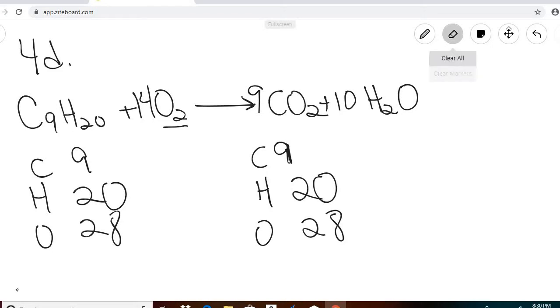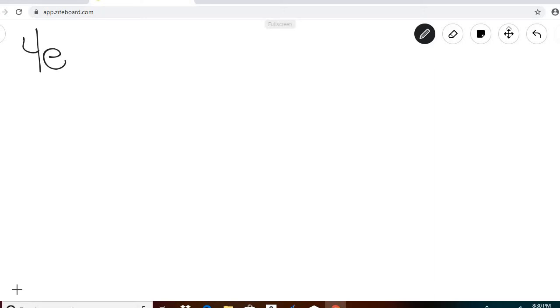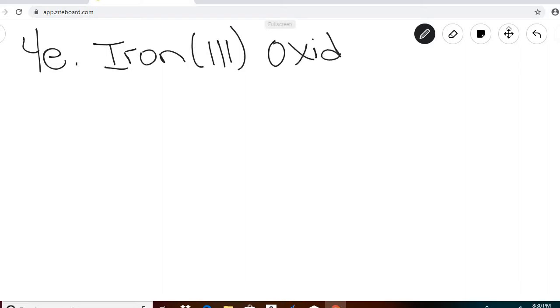Okay, 4C, we are told that we have solid iron(III) oxide, remember, and iron is a transition metal, so it can have various charges. They're telling us what the charge is, and it's iron oxide. So the first thing we should do is just get the formula for that.